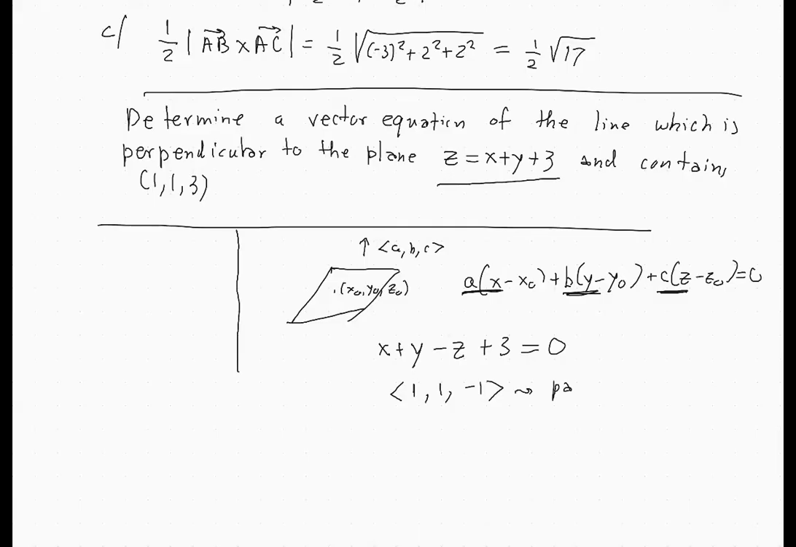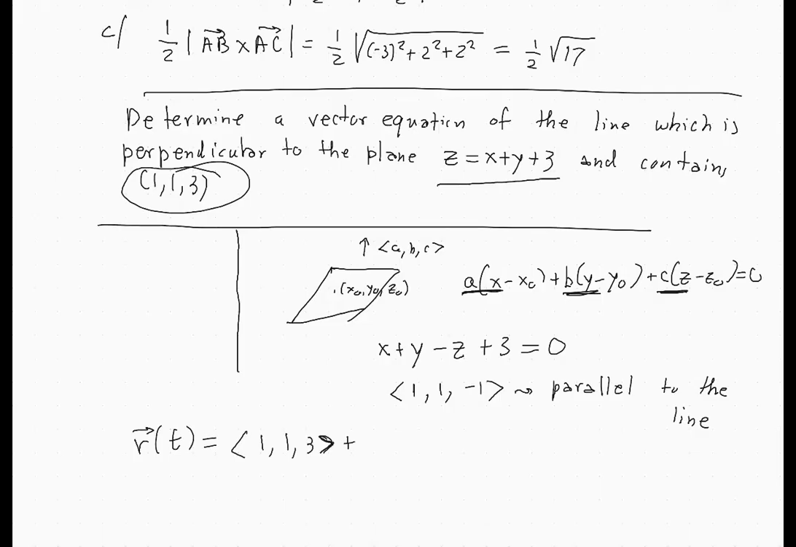And since we also know a point that belongs to the line, we can easily write down the equation. So just write the vectorization of the point (1, 1, 3) plus t times (1, 1, -1). And if you want, you can make this into one vector, but that's it. That's the equation of the line.